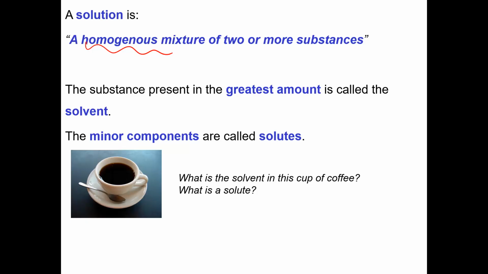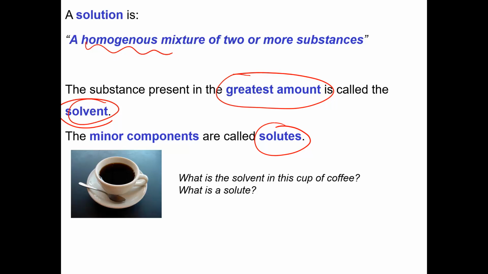In a solution, there's always one component that is present in a greater amount than all of the others, and that component is called the solvent. Any of the minor components are referred to as solutes. So in something like a cup of coffee, you probably can quickly realize that the solvent, the major component, is going to be water. And then there's a bunch of other things in there, depending on how you have your coffee, that are going to be solutes.